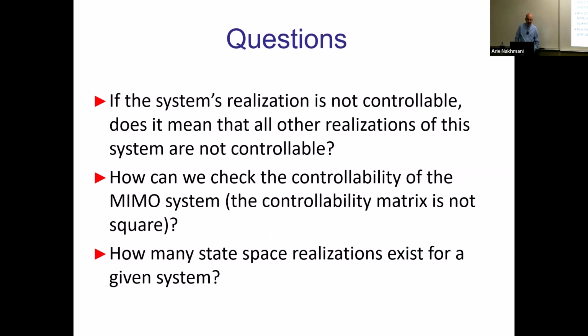All right, so if the system realization is not controllable, does it mean that all of the system realizations are not controllable? So you cannot make it controllable, period. Is it true? That would be sad. The answer is no. You can find still controllable realizations for any system you want, but then you definitely will lose observability. This is the same. So you get something, you pay for it, okay?